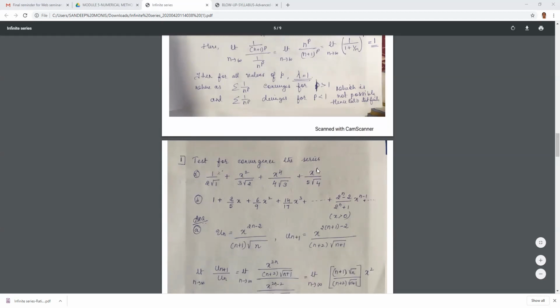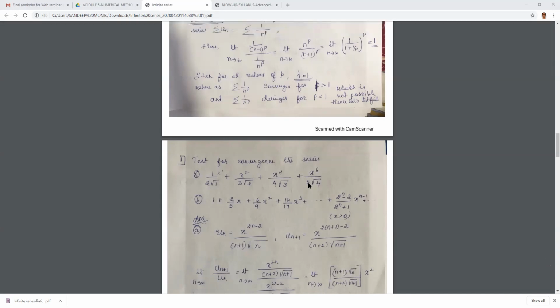See, here it is 6, here it is 4, here it is 5. So can you guess what will be the nth term? See, suppose if I take this as n, this should be n plus 1. Do you agree? Correct? If I take this as n, this should be n plus 1. What about the power? See, here it is 2, here it is 4, here it is 6. Is it 2n minus 2?